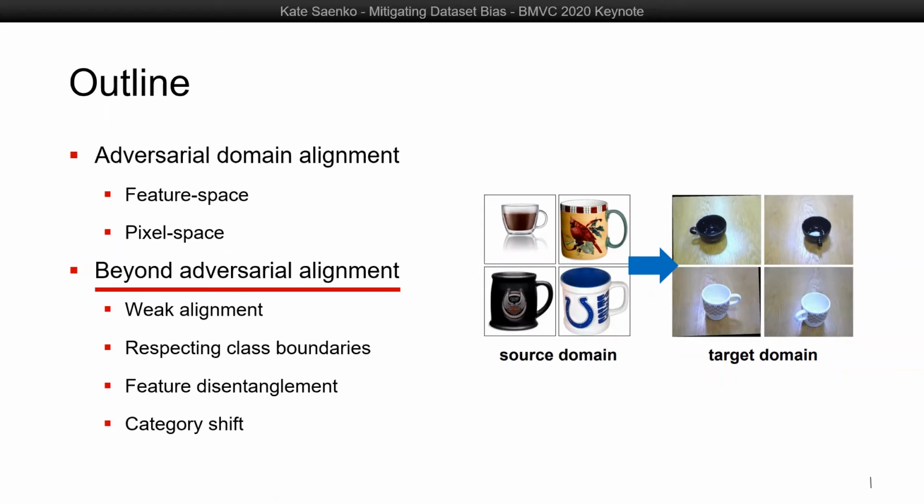Okay, so now that I've talked about adversarial alignment, both in pixel space and in feature space, I want to talk about some of the drawbacks of this technique of adversarial alignment. And I'll focus more on feature space because it's a little bit more of a general method, because pixel space alignment can be challenging between domains that have a large shift between them. So I'm going to focus on feature space alignment from now on, and I'll talk about some of the problems that we can run into with this adversarial feature alignment technique.